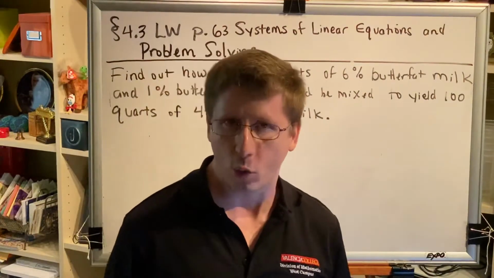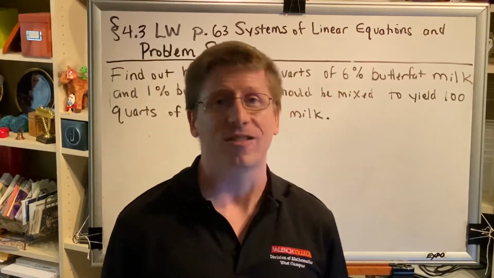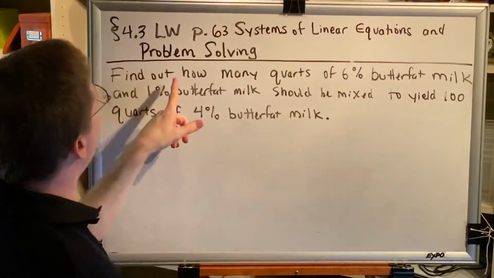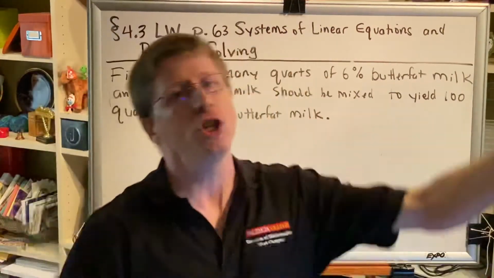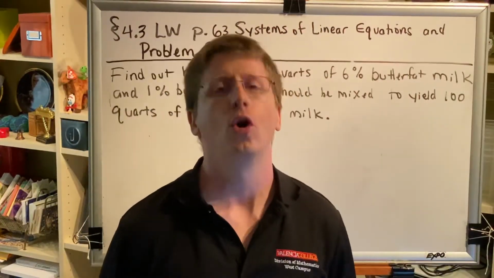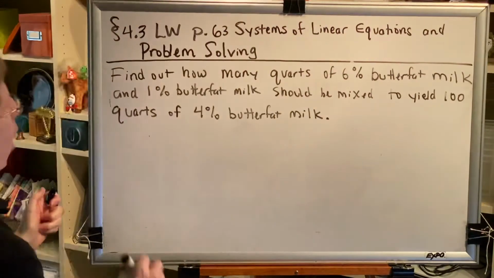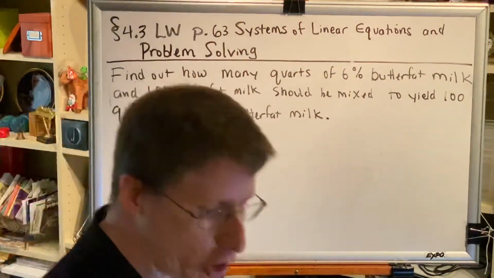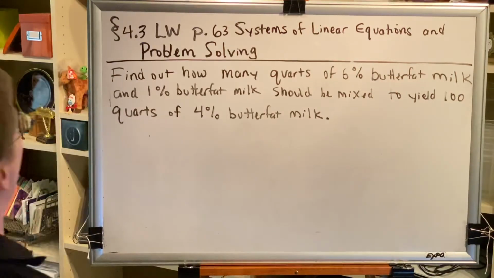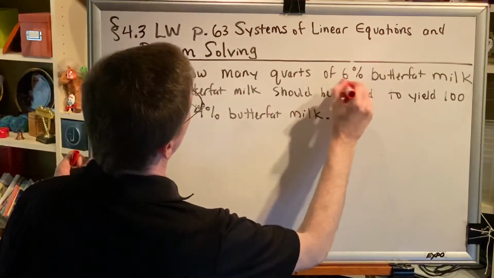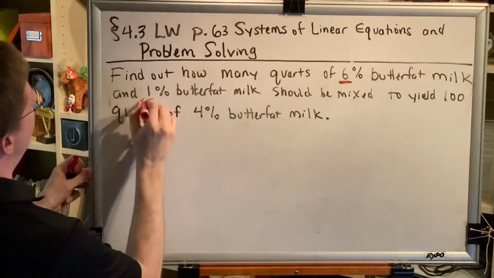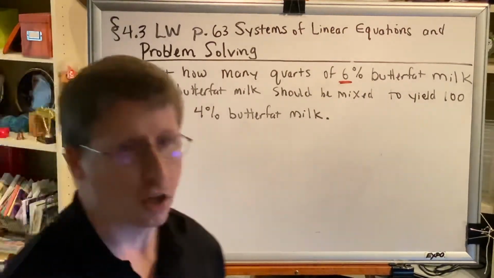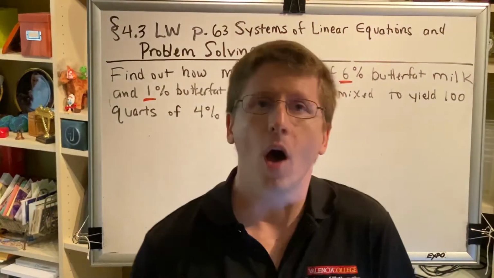Those are the most important words in the sentence. What are we being asked to find? We're being asked to find how many quarts of each type of butterfat milk we should mix together. All right, so let's define our variables. Now, what distinguishes the 2 types of butterfat milk from each other? Well, this right here, the 6%, and this right here, the 1%. Now you notice that those are numbers, not words.